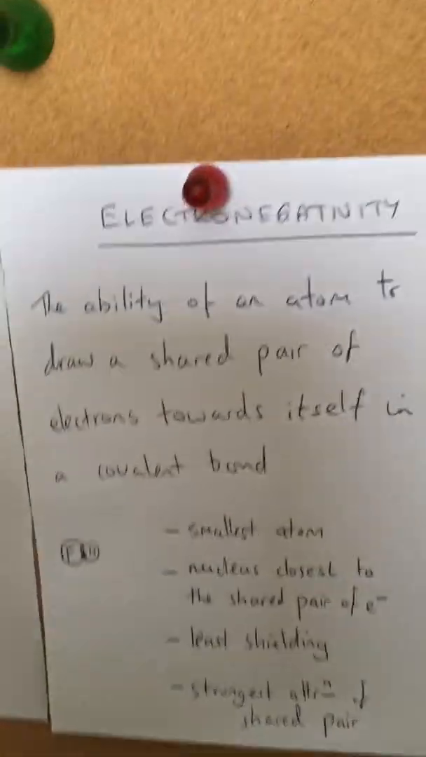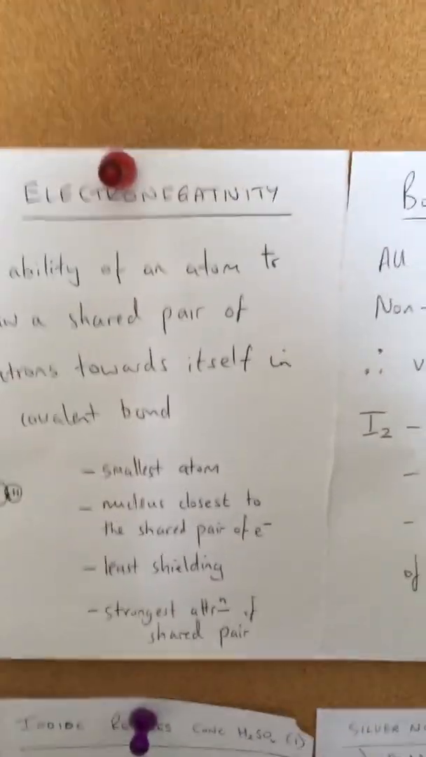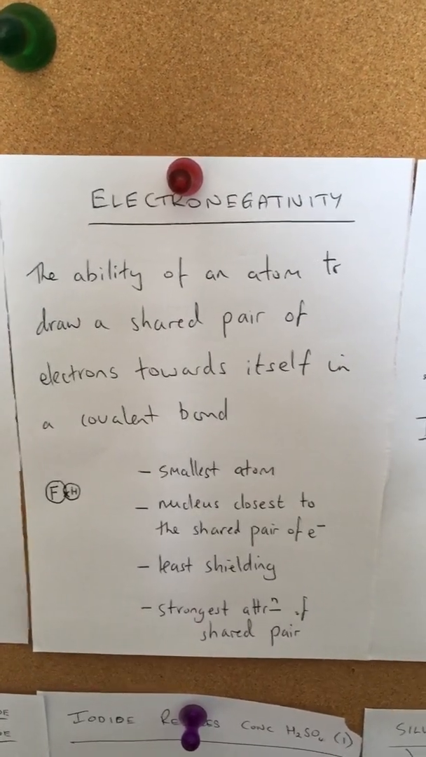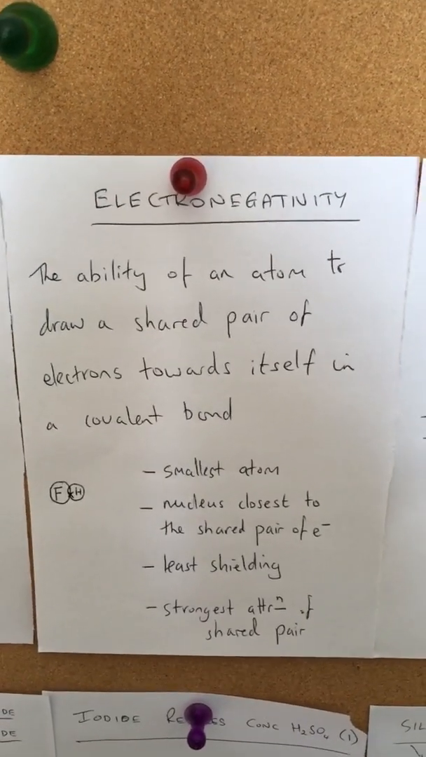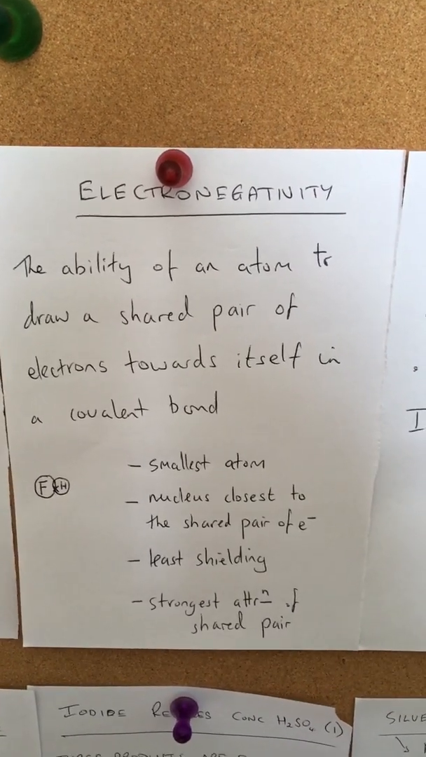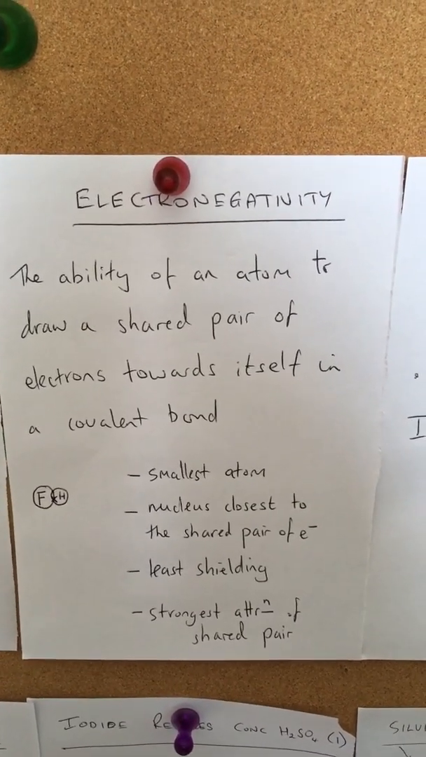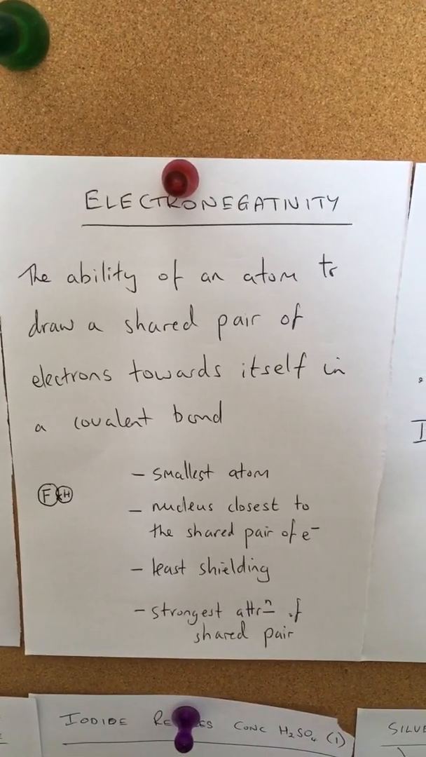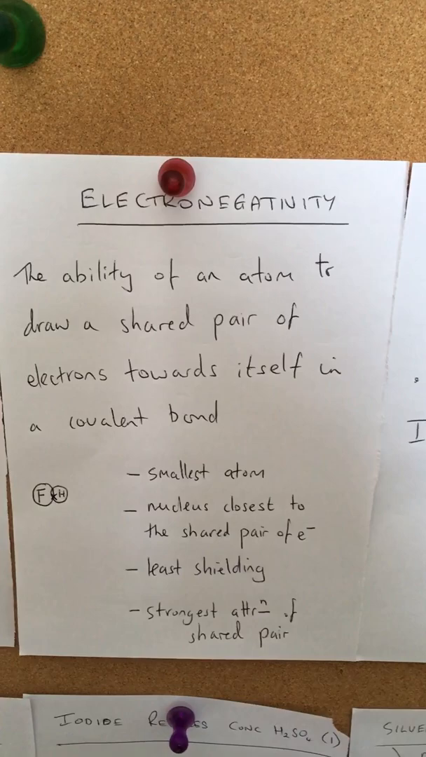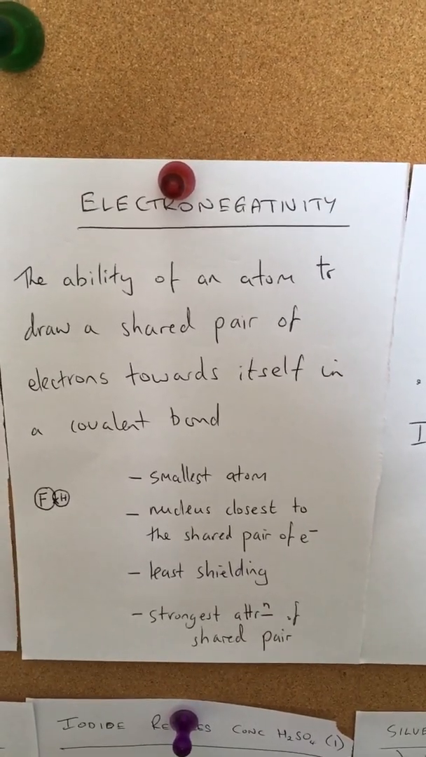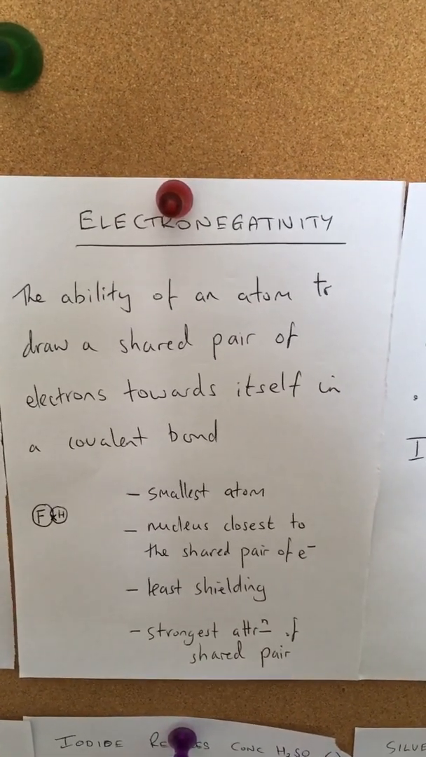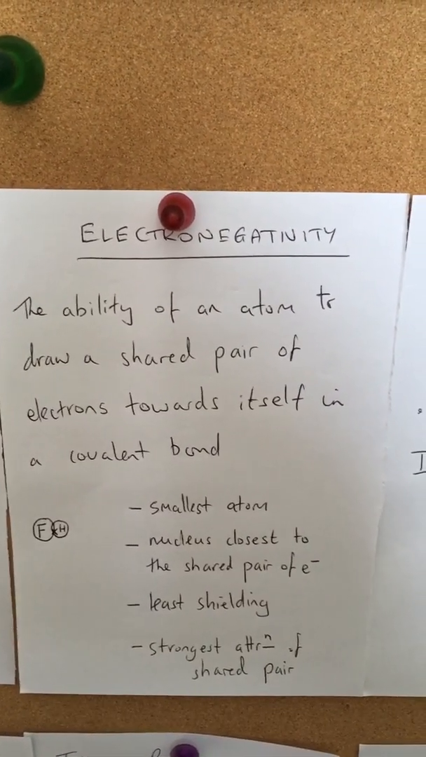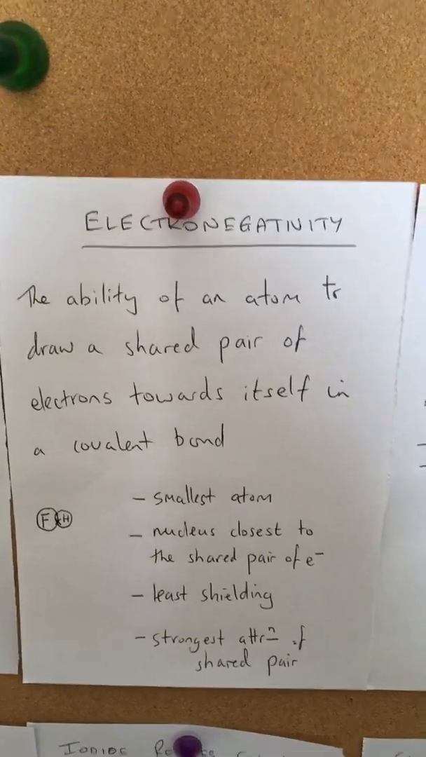And then electronegativity. So the electronegativity definition is the ability of an atom to draw a shared pair of electrons towards itself in a covalent bond. Now fluorine has the greatest electronegativity of all of the atoms. This is because it's the smallest atom. Its nucleus is closest to the shared pair of electrons, so it can attract those electrons so strongly, and it's also really small, so it's got the least shielding between the nucleus and the shared electron pair.